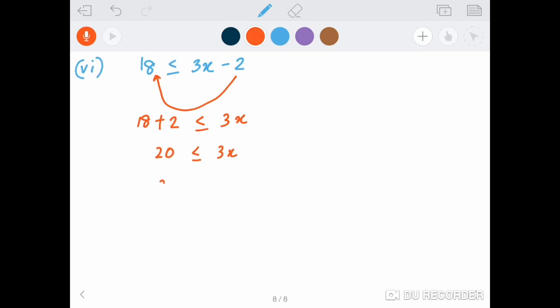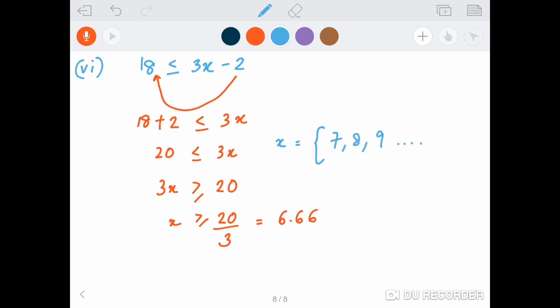Again, I do not like to keep my x on the right hand side, so I'm going to keep x on my left hand side, but make sure your inequality is pointing towards 20 like the way it was in the previous step. So I get x greater than or equal to 20 by 3, which is 6.66. So my inequation actually is x greater than or equal to 6.66. So you're looking at all whole numbers that are greater than or equal to 6.66. 6.66 is not a whole number, so your solution set is going to be 7, 8, 9 all the way to infinity.